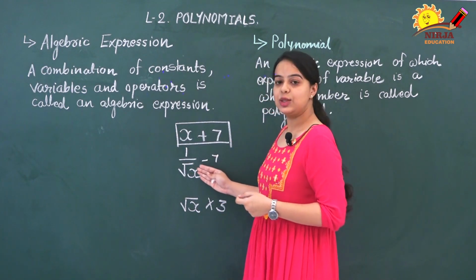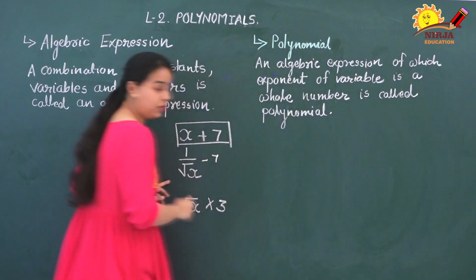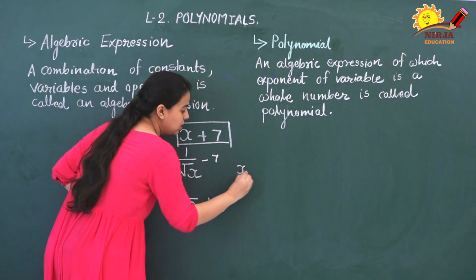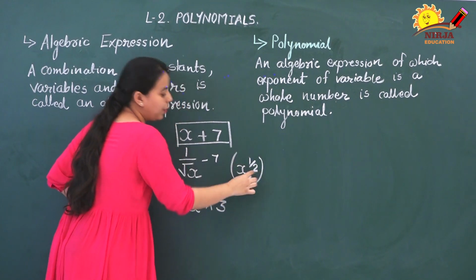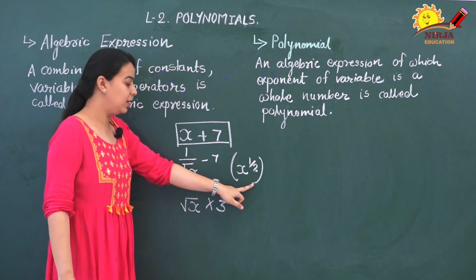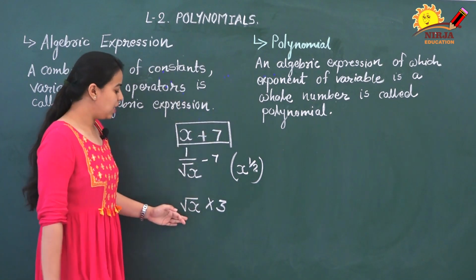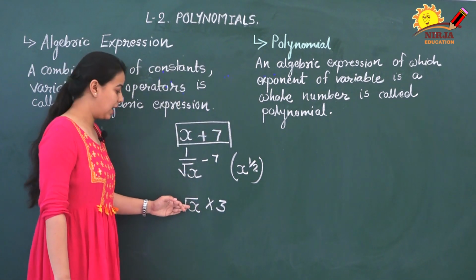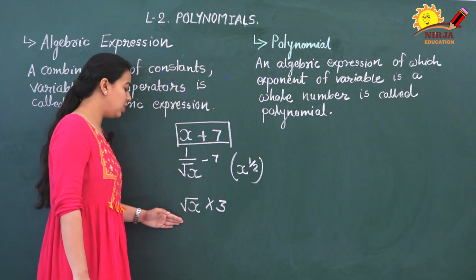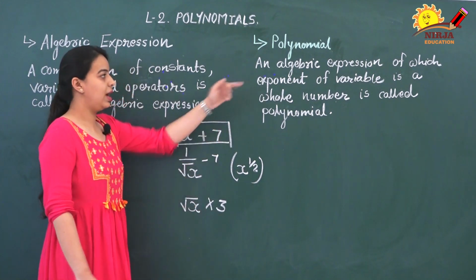And here, as you can see, the exponent of x is 1 upon 2, which is not a whole number. So we cannot call this term a polynomial. Same here also, the exponent of x is 1 by 2. So here also we cannot call this term a polynomial.